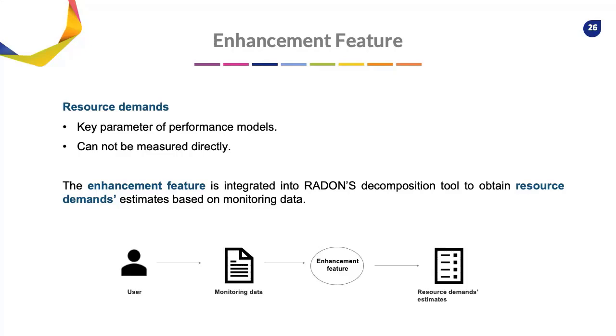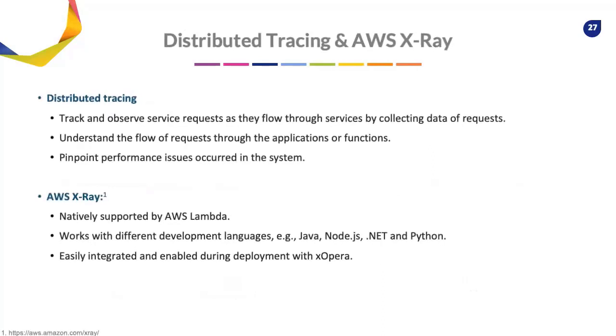Distributed tracing allows us to track a single request traversing across multiple functions. By doing so, we can collect data on each request that will help us present, analyze, and visualize the request in detail. This will help us also to understand the flow and pinpoint performance issues occurring in the system.